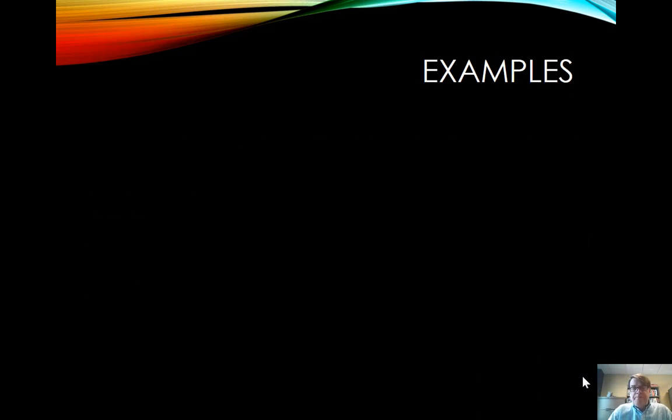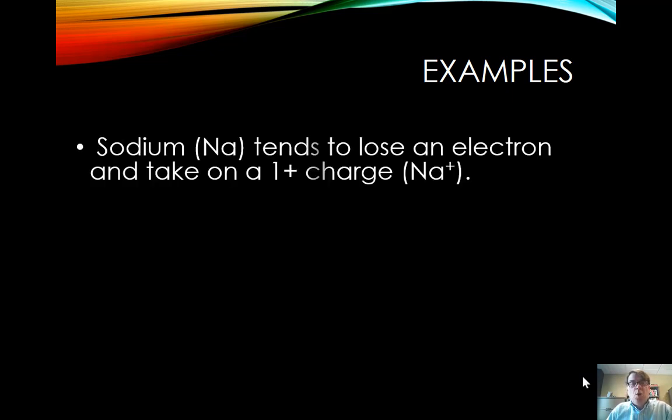Well, here's an example. So take the element sodium, which because it's so old has the symbol Na, going back to Latin. And so it doesn't look like it the way it sounds, but we'll deal with it. So sodium, whose symbol is Na, tends to lose an electron. And because it loses an electron, it becomes more positive. It loses some negativity and it becomes more positive. And so it takes on a 1+ charge.